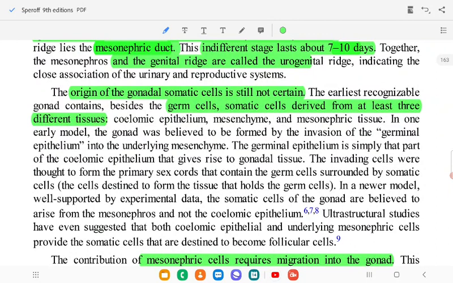The origin of the gonadal somatic cells is still not certain. The earliest recognizable gonad contains, besides germ cells, somatic cells derived from at least three different tissues: coelomic epithelium, mesenchymal tissue, and mesonephric tissue. Apart from germ cells, it contains somatic cells, which can be derived from the coelomic, mesenchymal, or mesonephric tissue.